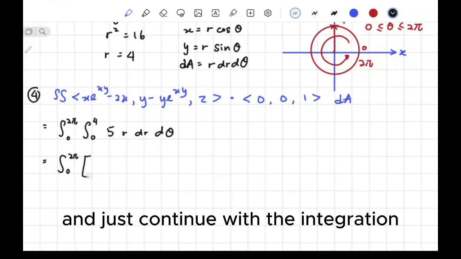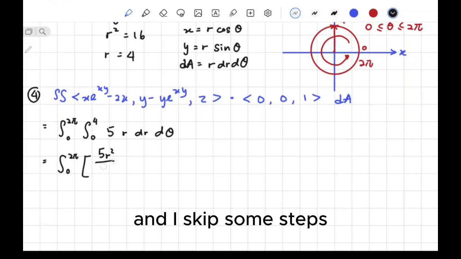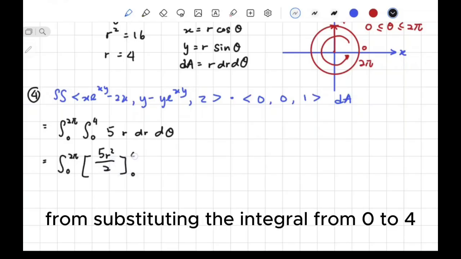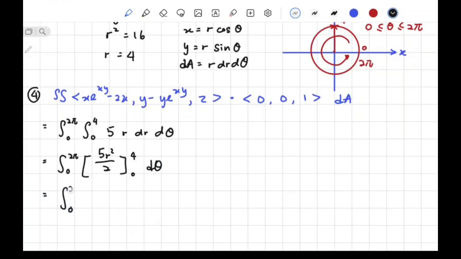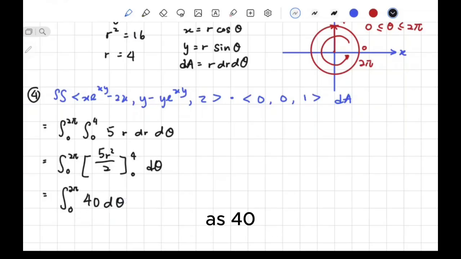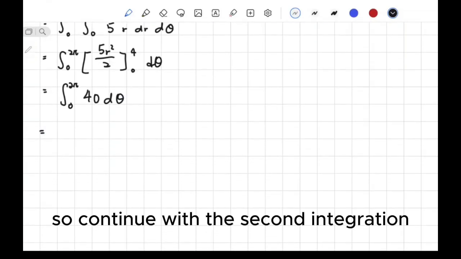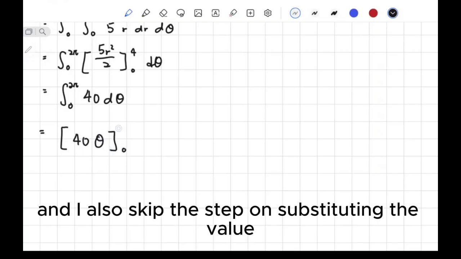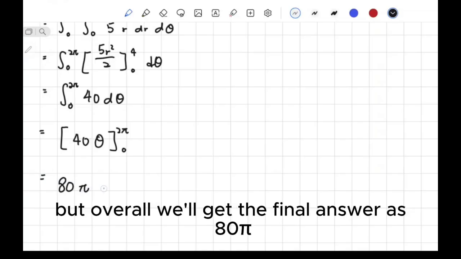with the integration. I skipped some steps from substituting the integral from 0 to 4, but we'll get the answer for the first integration as 4π. So continue with the second integration. I also skipped the step on substituting the values, but overall we'll get the final answer as 80π.